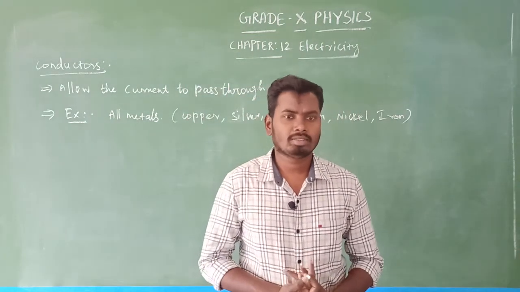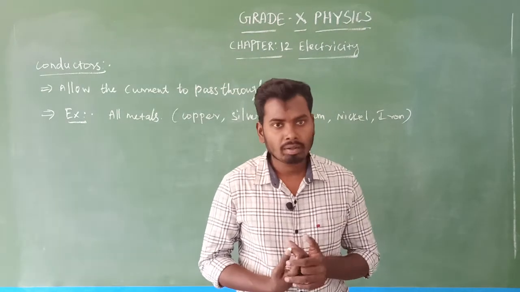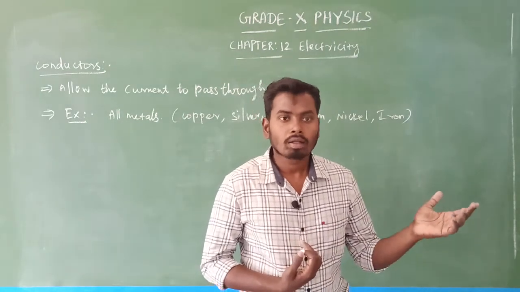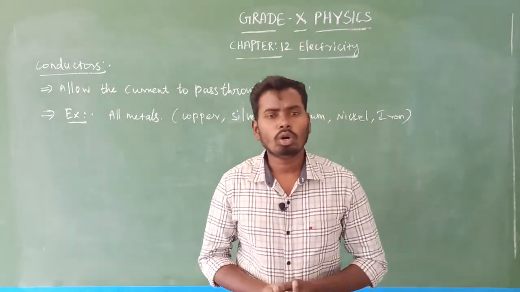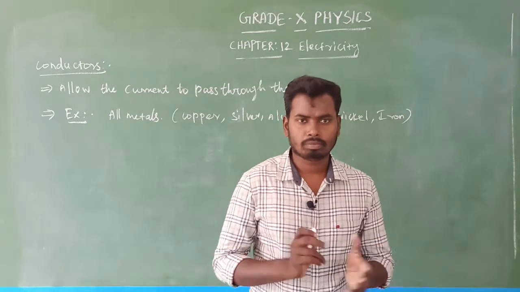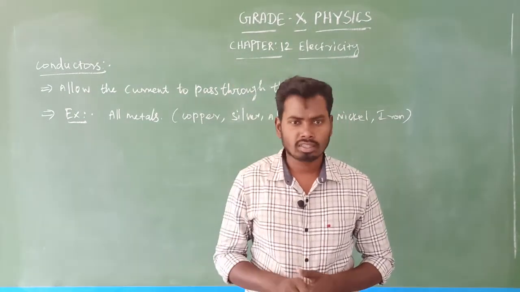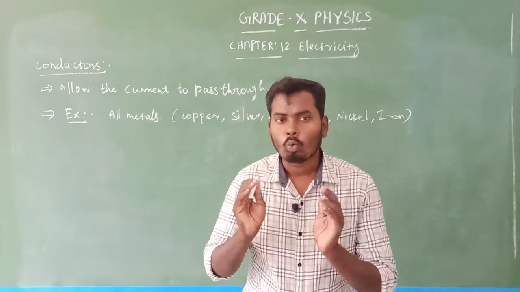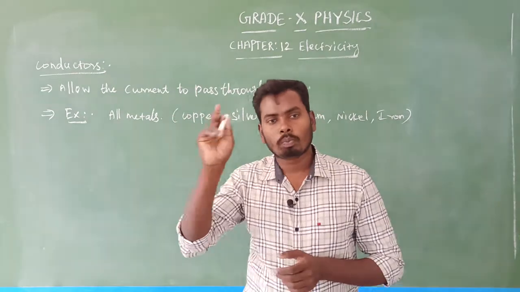Whereas the insulators such as wood, then plastic, rubber, they do not allow the current to pass through them. Is it clear? Because they all are insulators. So the next question rising here, the very big question, why sir? Why do metals allow the current to pass through them?